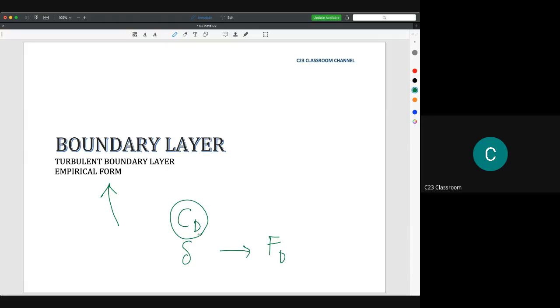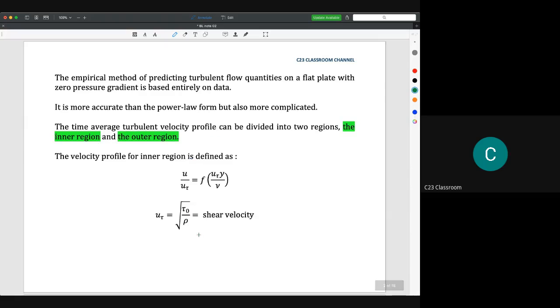Actually both have their own advantage, and sometimes the empirical form will give you a more accurate answer. So the empirical method of predicting turbulent flow quantities on a flat plate with zero pressure gradient is based entirely on data. It is more accurate than the power law, but also more complicated.